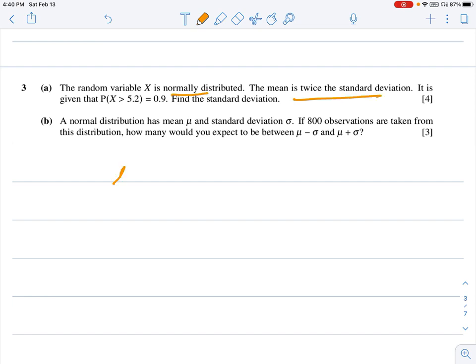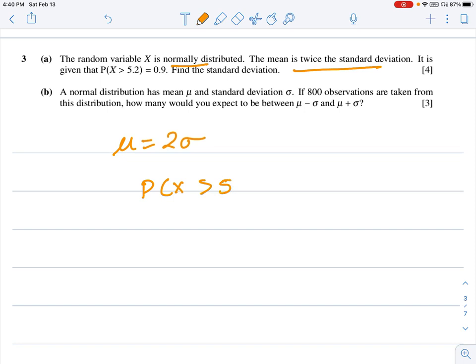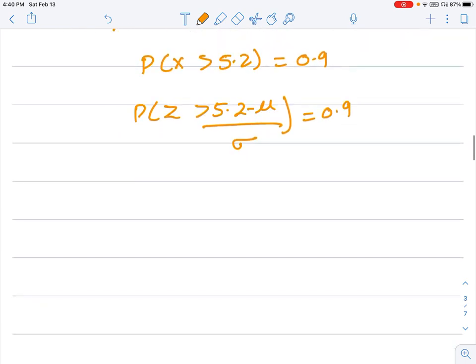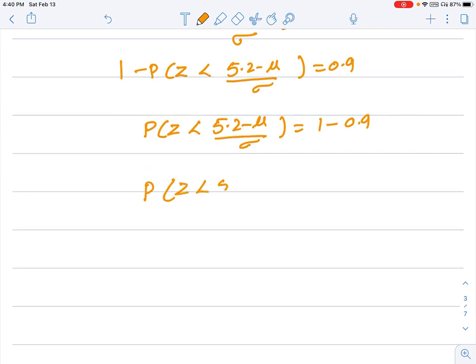The mean is twice the standard deviation. Mean is equal to 2 times the standard deviation. It is given that probability of x greater than 5.2 is equal to 0.9. So convert x into z: probability of z greater than 5.2 minus mu by sigma is equal to 0.9. If I want to convert greater than to lesser than, 1 minus probability of z less than 5.2 minus mu by sigma is equal to 0.9. Then bring this to the other side: probability of z less than 5.2 minus mu upon sigma is equal to 1 minus 0.9, which is 0.1.